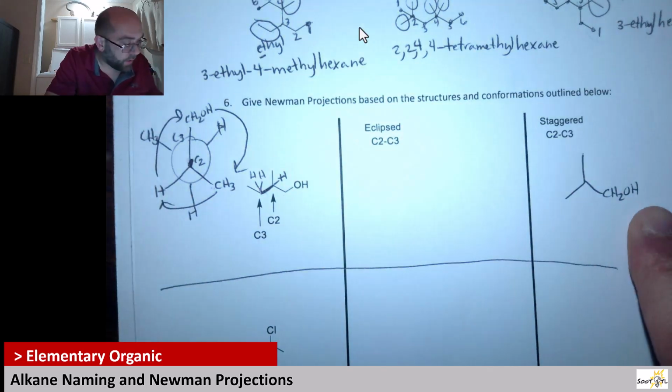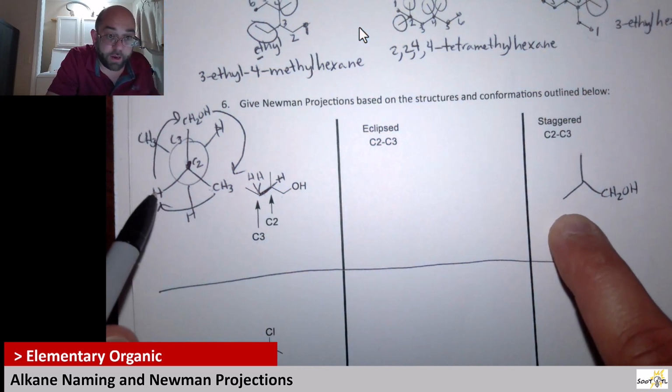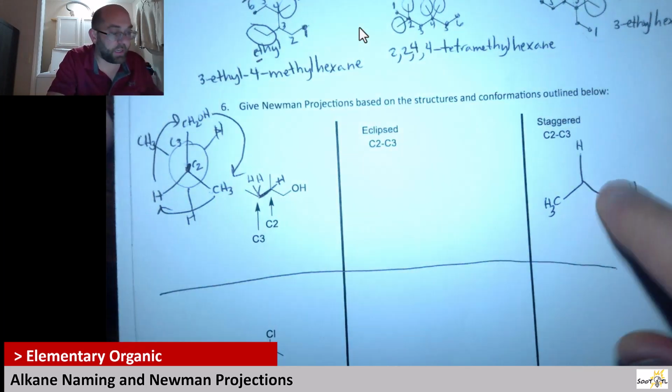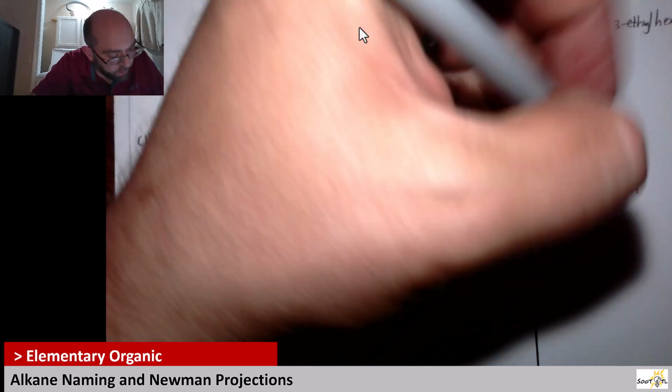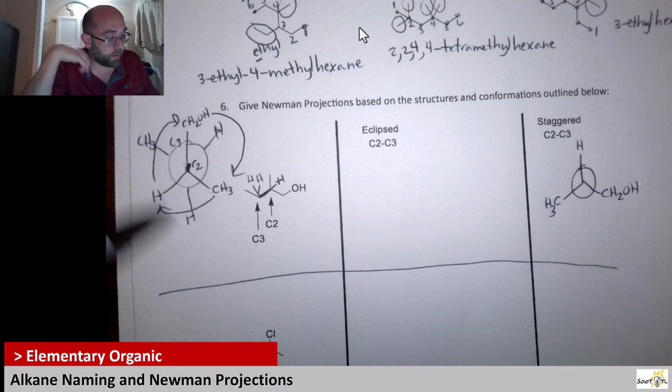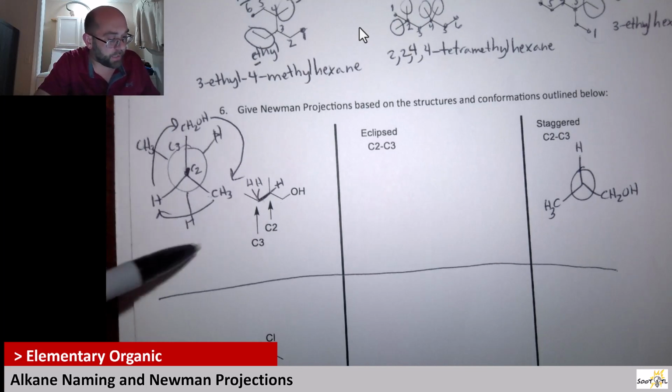CH2OH down there. That would mean the methyl would move to over there, so CH3, and the hydrogen will move up there. So I'm actually giving you two different staggered ones. And then it's always best to only rotate either just the front one or just the back one. So since I rotated the front one, I'm going to leave this back one exactly where it is.